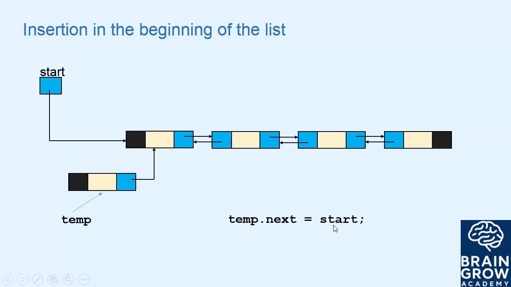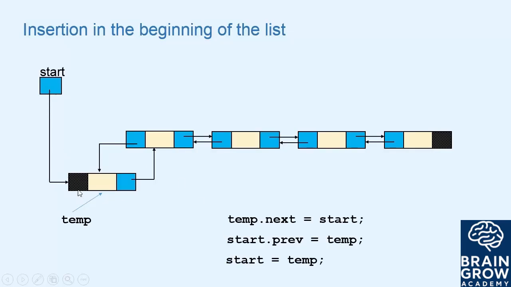So we write temp next is equal to start. Next, the previous part of this node should refer to this node. So we write start previous is equal to temp. Next, we'll update start and make it refer to this new node. So we write start equal to temp.